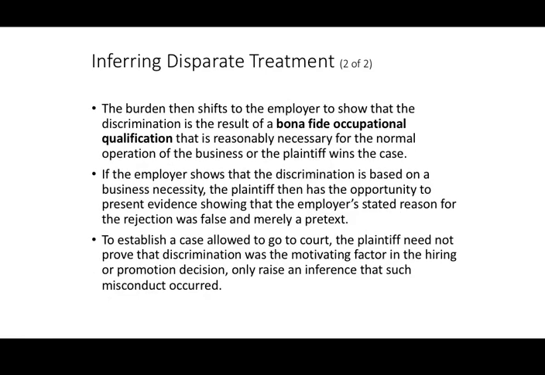So, as I was saying in the previous page, once the plaintiff makes their case, the burden then shifts to the employer to show that the discrimination is either the result of a bona fide occupational qualification, that it was necessary for the operation of the business, or the bottom line is the plaintiff is going to win. So, they have to demonstrate that there is a reasonable reason why this individual was rejected, and it wasn't based on non-job related criteria. If the employer shows the discrimination is based on business necessity, the plaintiff then has the opportunity to show that the stated reason was false and merely a pretext.